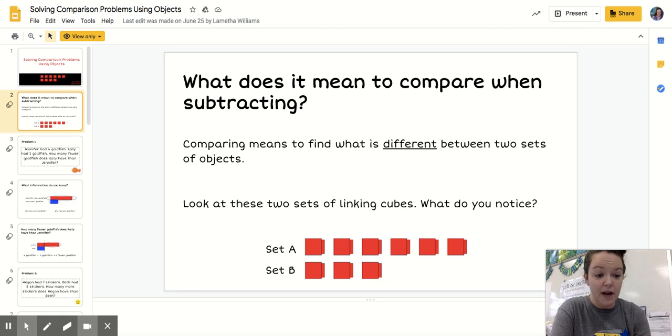When you're comparing the two groups, you can notice that this top group has more cubes because it comes out farther than this second row, right? So I can tell that set A has more cubes than set B. That's what we can notice first. Now, when we're comparing them, we maybe want to see how many less does this one have than this one, or how many more cubes are here than there are here? So let's look at a problem and practice that.